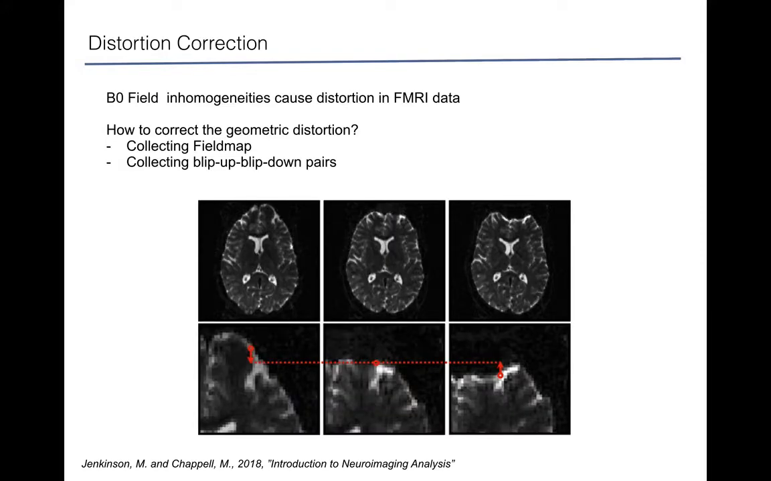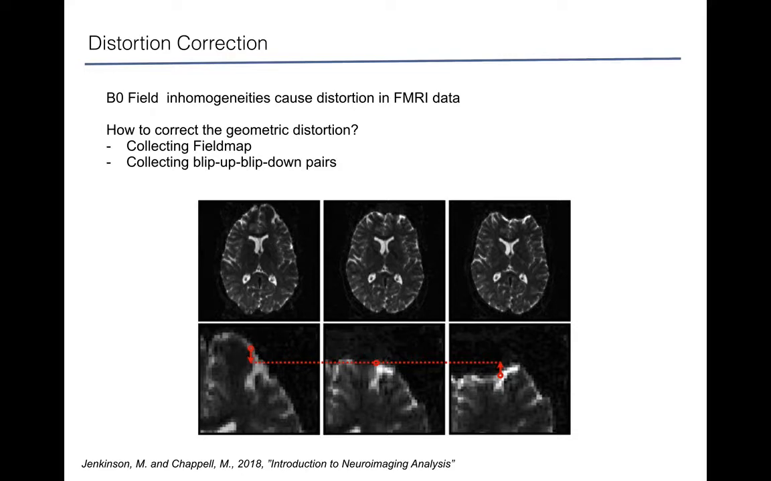So having said that, now I would like to switch gears toward talking about some of the commonly used pre-processing steps in this field. I would like to start with distortion correction. The inhomogeneities in the B0 magnetic field cause distortions in the fMRI data. So there are some approaches to correct for these geometric distortions.